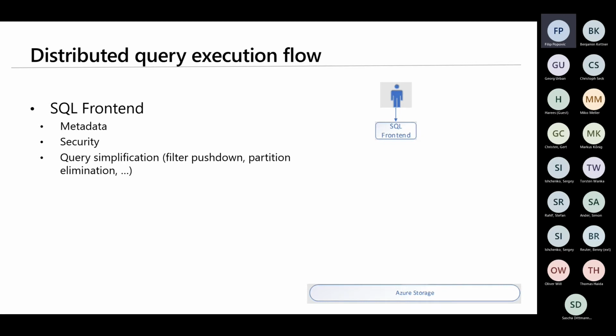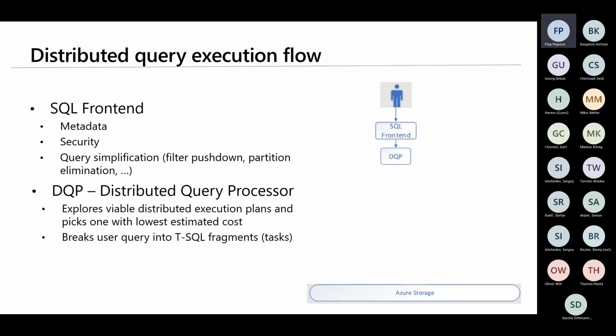When you submit a query, the SQL frontend does a pretty similar job to any SQL server. There is a query simplification where we do a filter push down, then we list files from storage and check if you want to perform some partition elimination. So we eliminate some files to reduce I/O. And when we parse, compile and bind metadata for this query, the SQL frontend passes it to DQP, which is a new component. It's not customized, it's a new one.